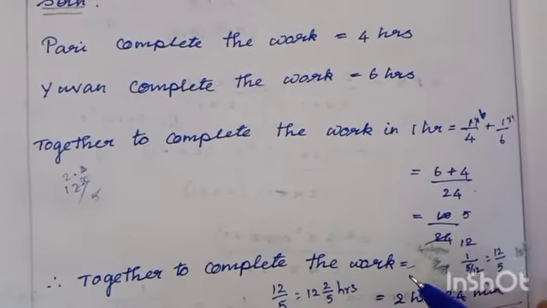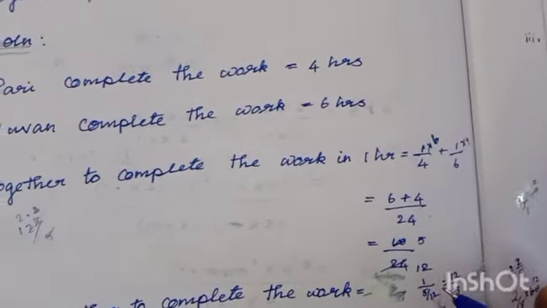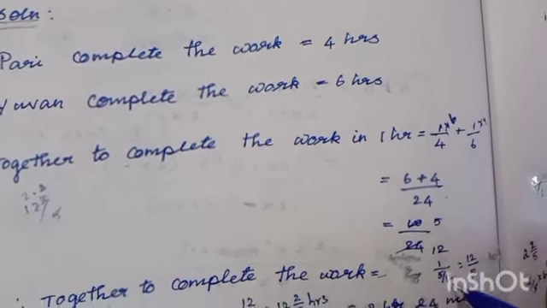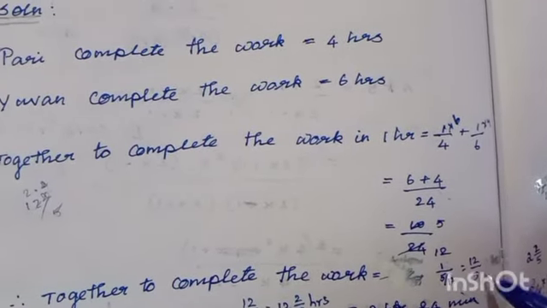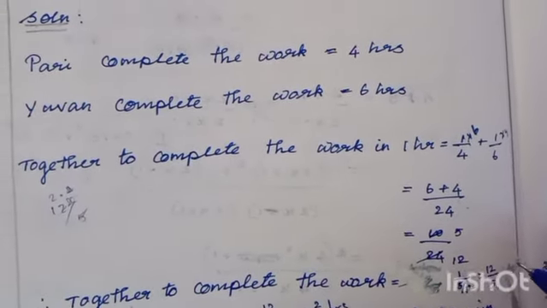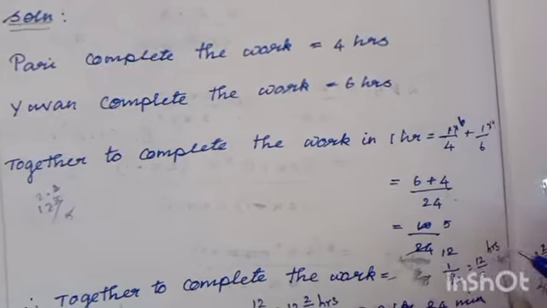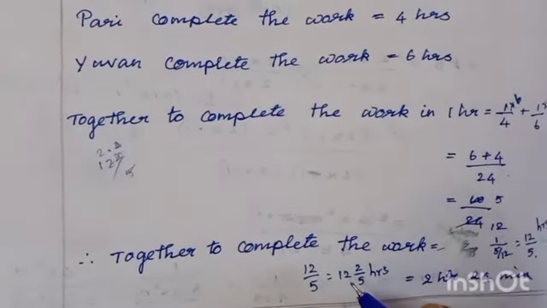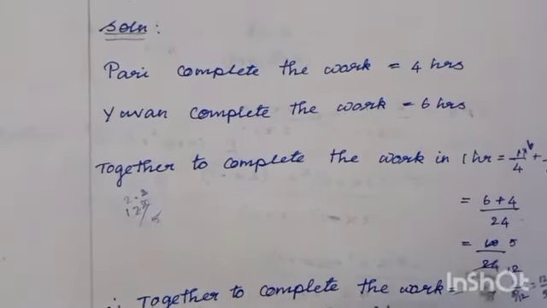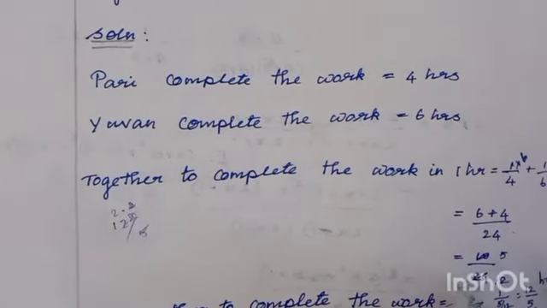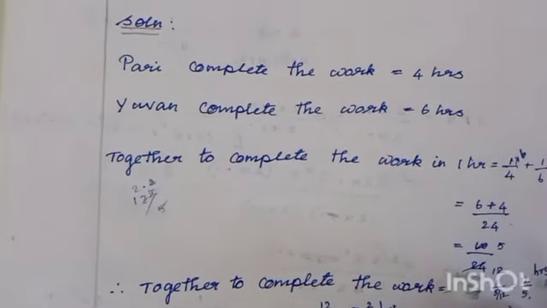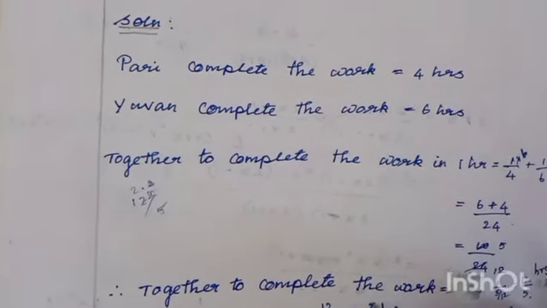We want to find the time together to complete the work. We have the formula 1 by, what you found for 1 hour. So that is 1 by 5 by 12. So that is 12 by 5 hours. Okay, 12 by 5 hours. So that 12 by 5 is an improper fraction. You make it a mixed fraction. That is 2 into 2 by 5.